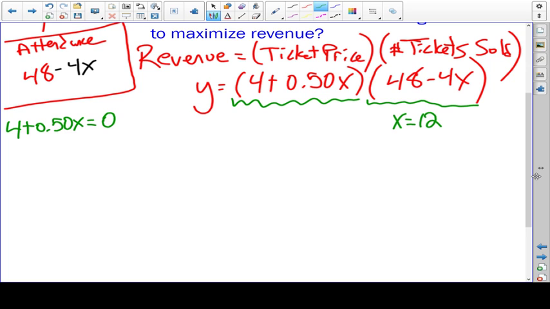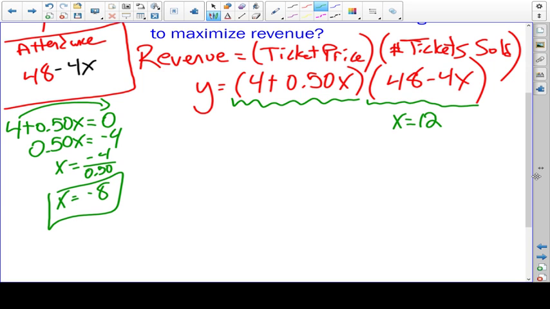We're going to do more of this tomorrow when we move on to the next lesson. But we have to solve for x. So if we solve for x, we're going to bring this over here. So it's going to be 0.50x equals negative 4, because it hops over the equal sign. So x is going to be negative 4 divided by 0.50, which is actually going to be negative 8, not 2. So I know that x equals negative 8 is also an x-intercept.